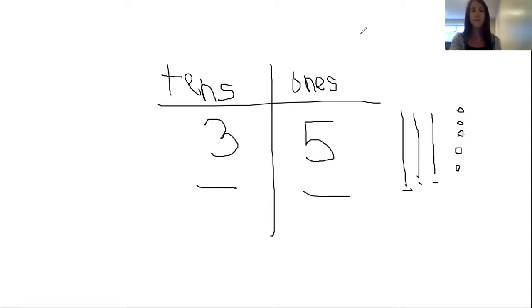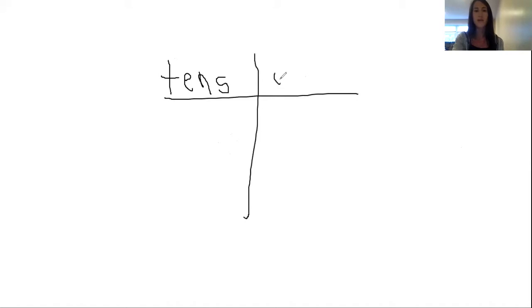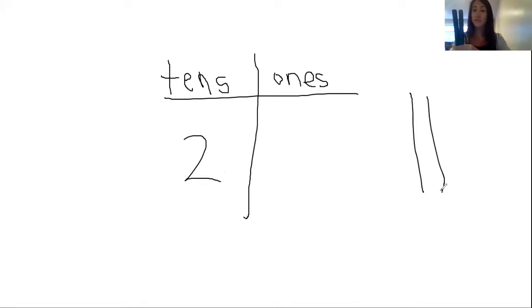Let's look at another number. I'm going to make my tens and ones place value chart again to help us understand which place our digits belong and what their values are. Let's do the number 23. In the number 23, we have 2 groups of 10. The number 2 is in the tens place with the value of 20. 10, 20. 2 groups of 10.